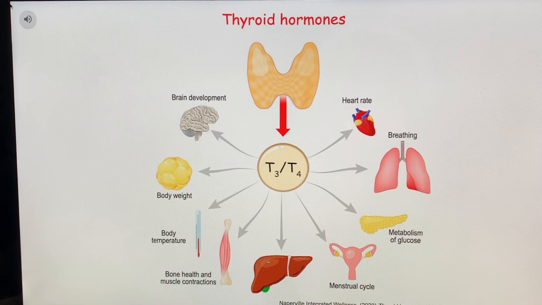Here are all the reasons we need optimal levels of T3 and T4. Brain development, body weight, body temperature, bone health and muscle contractions, menstrual cycle, metabolism of glucose, breathing, heart rate, and much more.